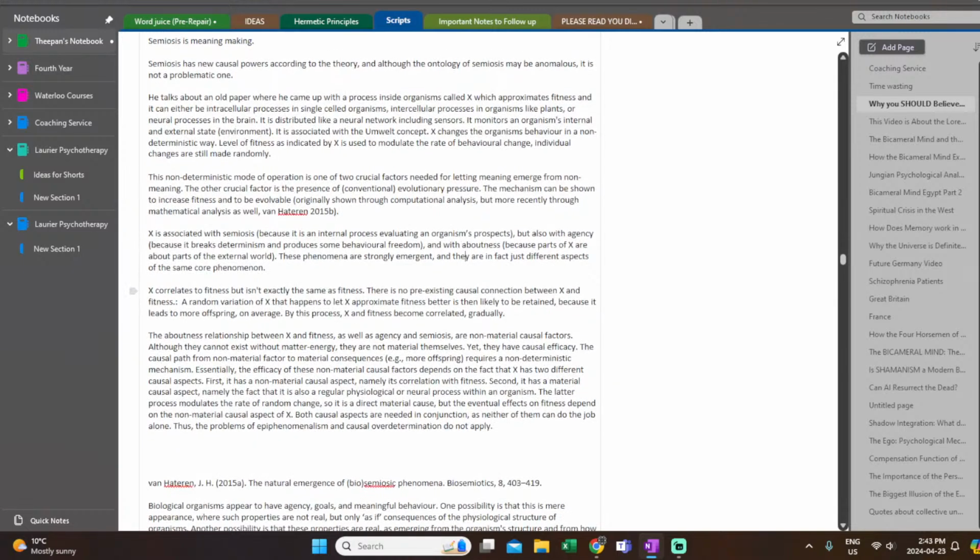Okay, so X correlates to fitness, but it isn't exactly the same as fitness. There is no pre-existing causal connection between X and fitness, because, again, it's just an estimate of fitness. It's like this abstract property related to fitness. A random variation of X that happens to let X approximate fitness is likely to be retained, because it leads to more offspring on average. By this process, X and fitness become correlated gradually.